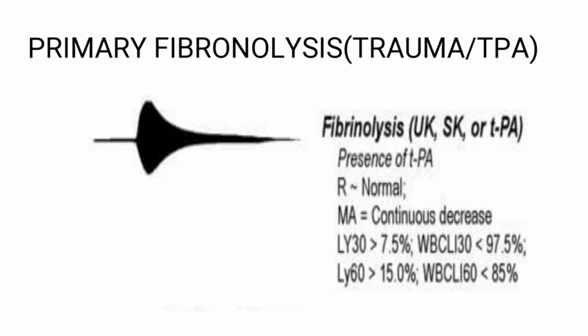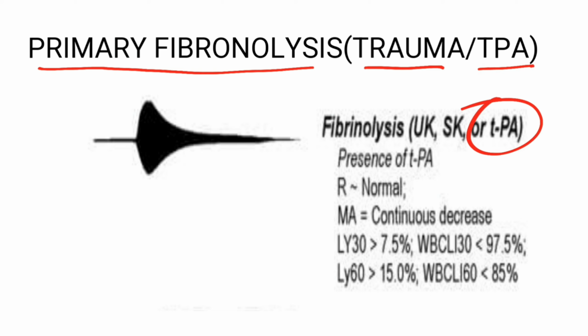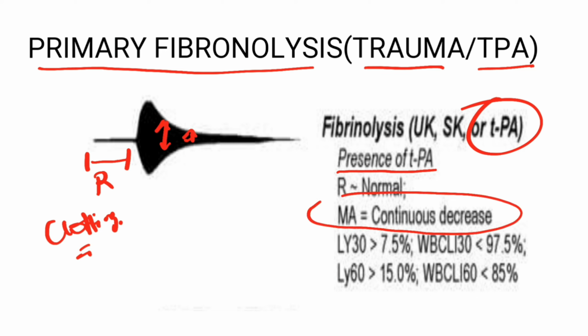The next scenario can be primary fibrinolysis, which occurs in trauma or TPA infusion. If there is presence of TPA, we'll see the R is normal because clotting factors and anticoagulation status are normal. If you look at the MA, there is a continuous decrease, and LY30 is more than 7.5% and LY60 is more than 15%. So that is indicating primary fibrinolysis.